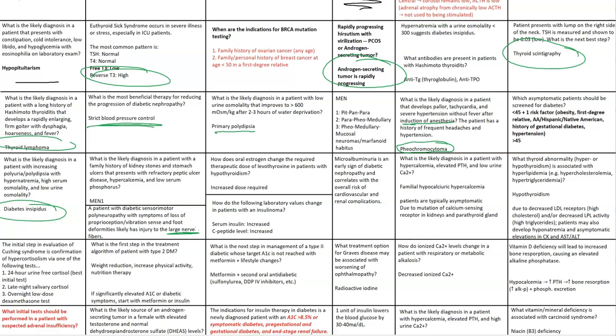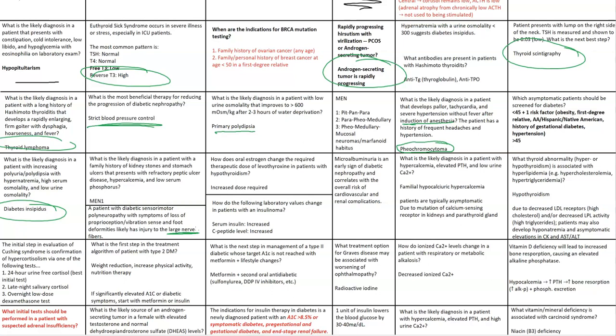What is the first step in the treatment algorithm of patient with type 2 diabetes? Weight reduction, increased physical activity, nutrition therapy. If significantly elevated hemoglobin A1C or diabetic symptoms, start with metformin or insulin.